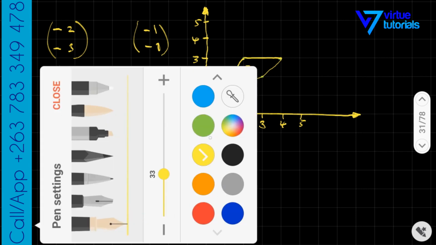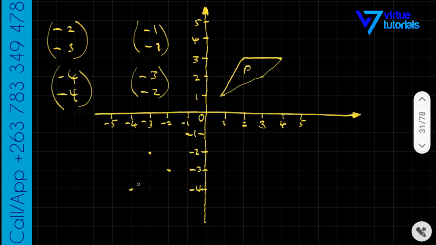So use a different color there, maybe green. And then here we go. There's our image. And what's the name of our image? Our image is T. So there is our image. So we successfully rotated this quadrilateral P 180 degrees about the origin, right? And we used the matrix to rotate that shape there.